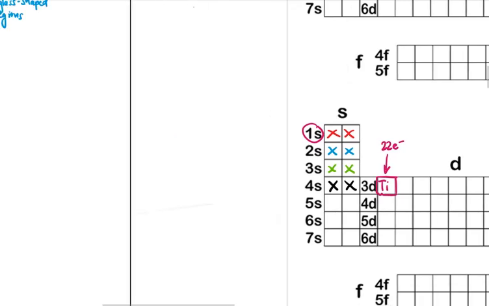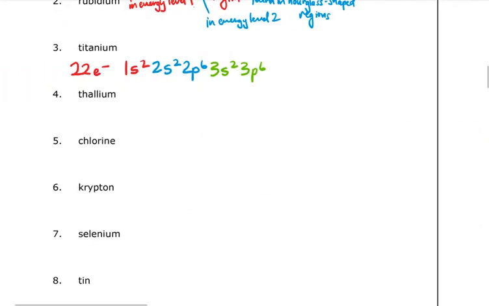4s gets 2. All s's get 2. Hopefully you've started to notice that when we fill up an s, 1s gets 2, 2s gets 2, 3s, 4s, they all get 2. As long as I've got enough electrons to keep filling them up, it'll always be s2.